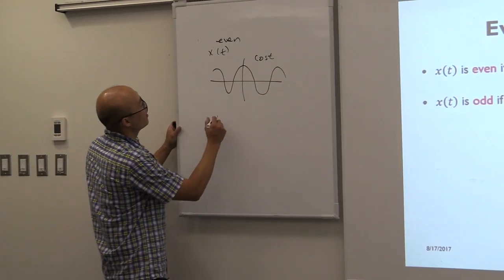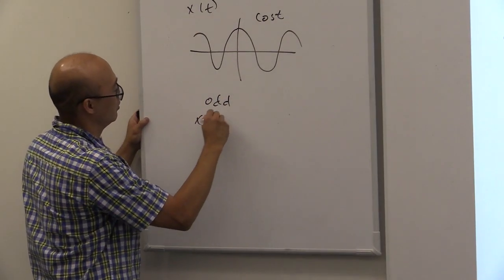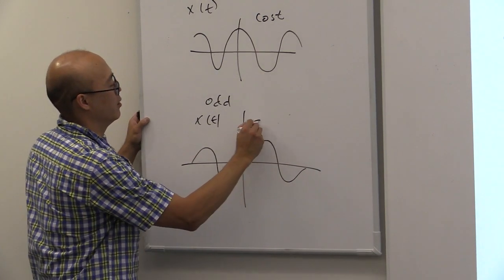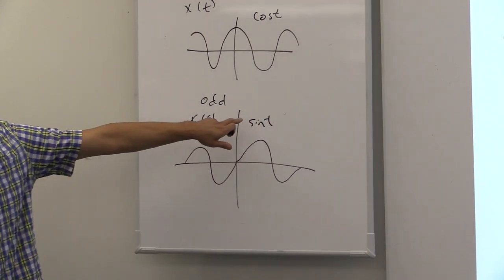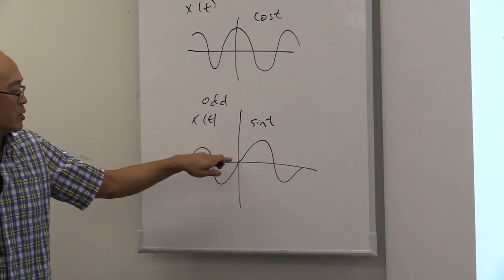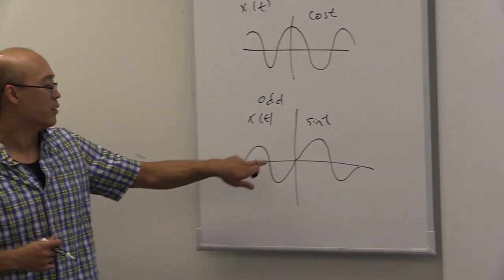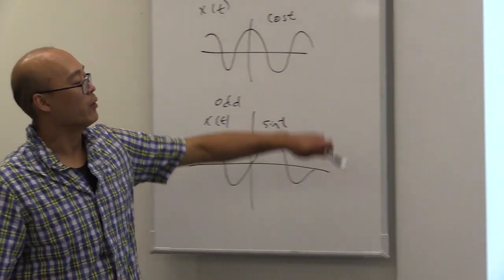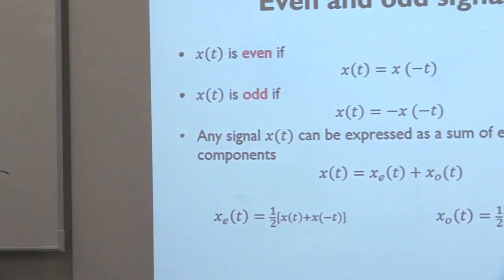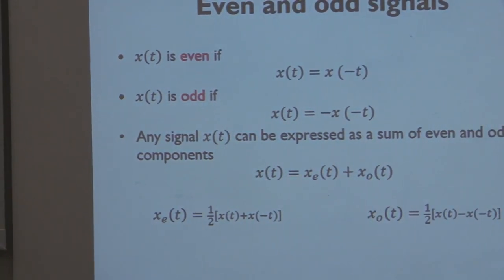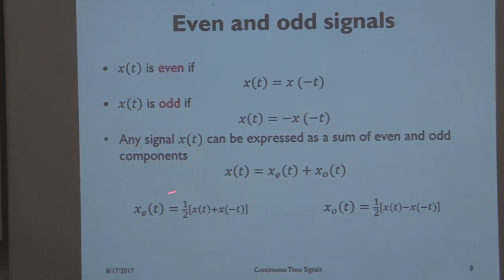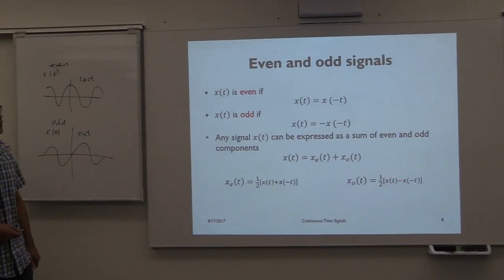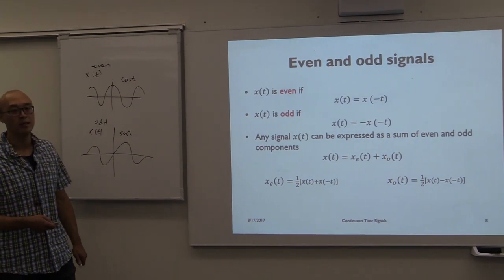On the other hand, if we have an odd x of t, sine is actually a good example. We often refer to the sine function as exhibiting odd symmetry, so the origin acts as a point of inversion symmetry. Let's take a look further and note that any arbitrary signal x of t can always be expressed as a sum of an even component and an odd component. The even component is given by a half x of t plus x of minus t, and the odd component is given by a half x of t minus x of minus t.